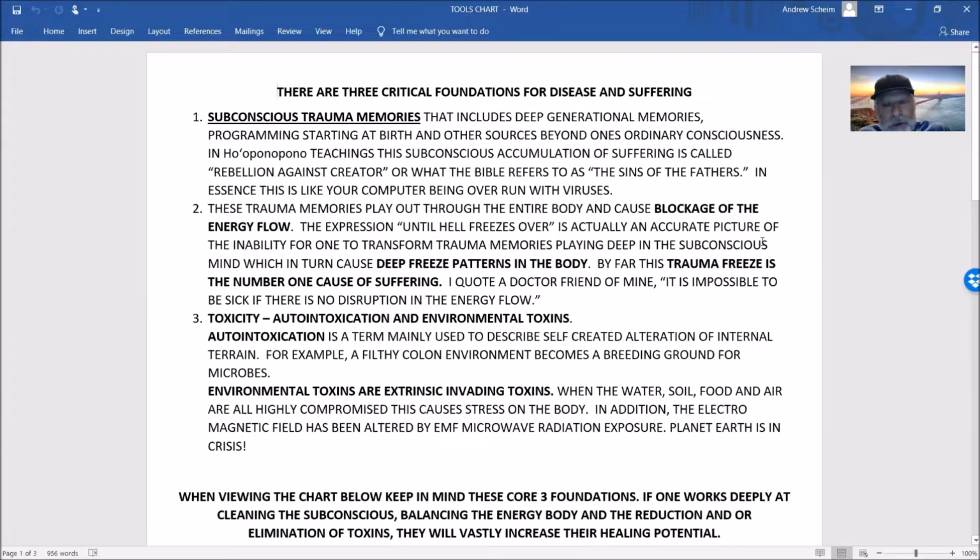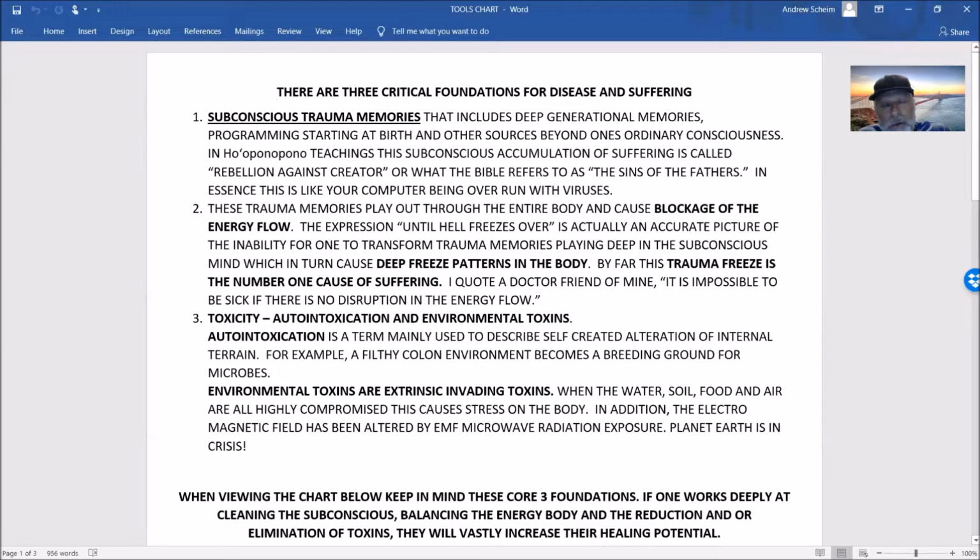So hence we have number two, blockage of the energy flow. But what causes the blockage of the energy flow? Now, in some systems of medicine, that just is. The energy blocks, you get sick. I truly believe that it is trauma memories that are causing the energy blockage. So number three, we have environmental toxins, such as radiation exposure, chemtrails, GMOs, denatured food, you name it, air pollution. If one is constantly exposed to this, it weakens the body.